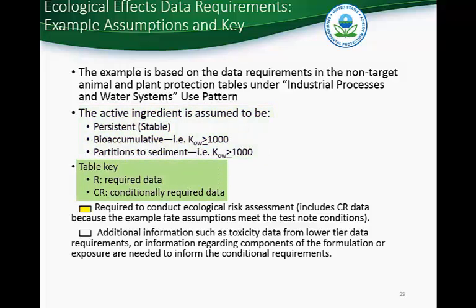In the tables, an R is going to indicate that the data are required, and a CR indicates the data is conditionally required. A data requirement highlighted in yellow means that the data is required either because it has an R designation or because the data criteria were met for data that were designated as CR. A data requirement not highlighted means either additional information is needed, such as toxicity data or results from lower tier data requirements, or information regarding components of the formulation, or information regarding exposure are needed to inform the conditional requirements. It can also mean that no data is required.